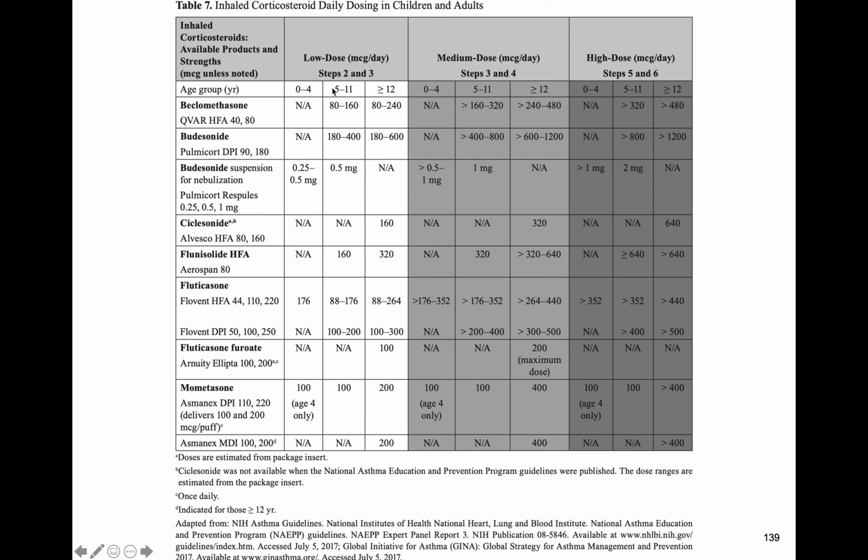And then lastly, this is a dosing table. So if the chart suggests you start with a medium dose steroid, you can look at the age group here, say like adult, and the insurance says, oh, we only cover fluticasone. So then I would look here and I would say, okay, fluticasone on the HFA, the metered dose inhaler, I'm going to give anywhere from 264 to 440 micrograms per day.